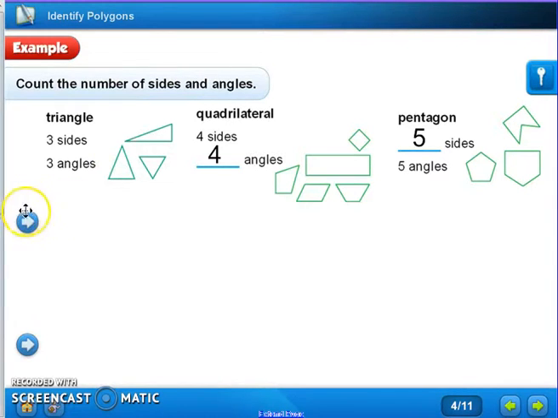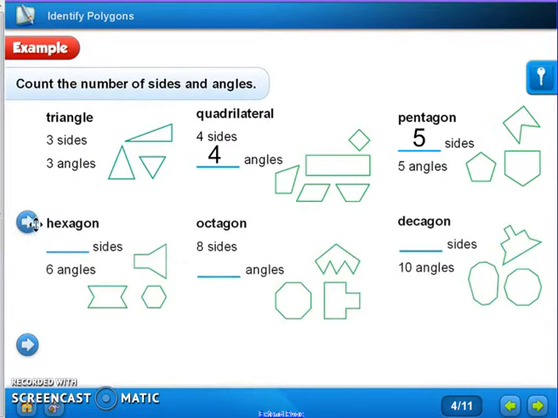Let's learn a few more polygon shapes. Okay, maybe you know some of these. This is a hexagon. If it's got 6 angles, then what do we know about its sides? You got it. It's got 6 sides if it's got 6 angles. Here's our friend the octagon. The octagon, I bet you know this one. If it has 8 sides, how many angles does it have to have?